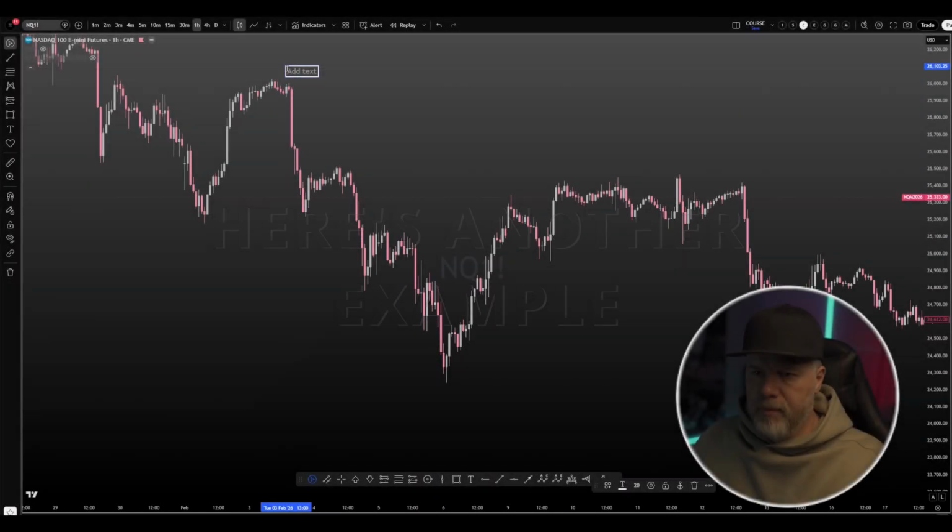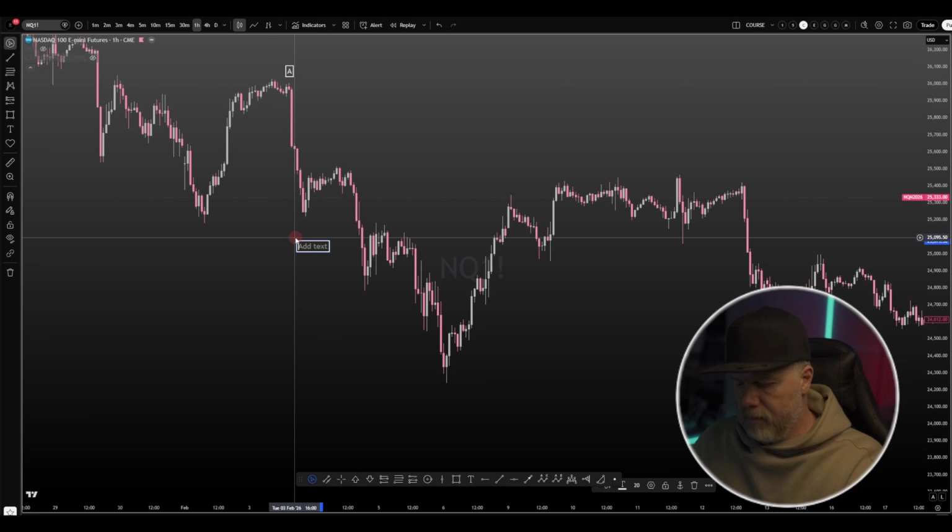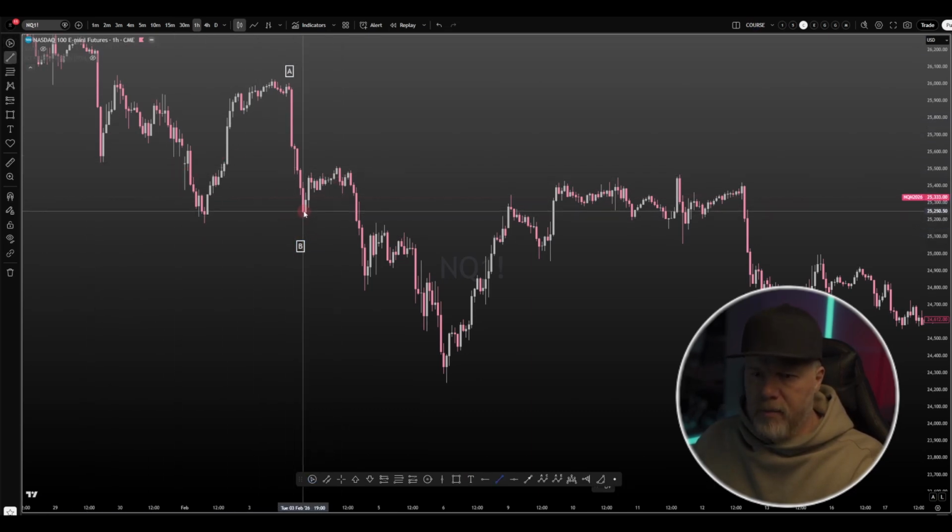Let me do this on a second example. Okay, so we have point A, we have point B. What happens? We draw the line from point B through there. When that line gets broken, then we have a valid point C, right? So C is right here at the top, C. Now let's draw the channel out.